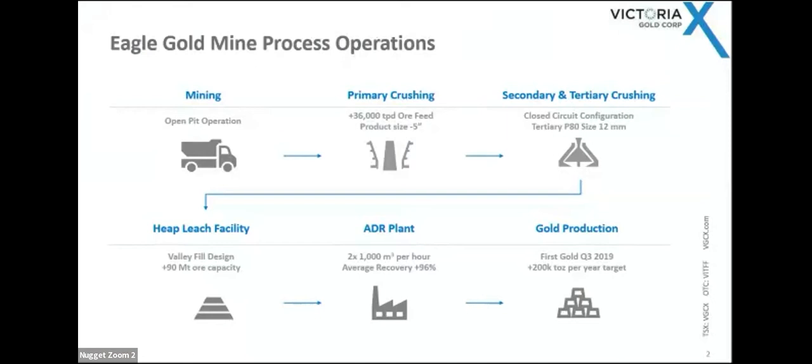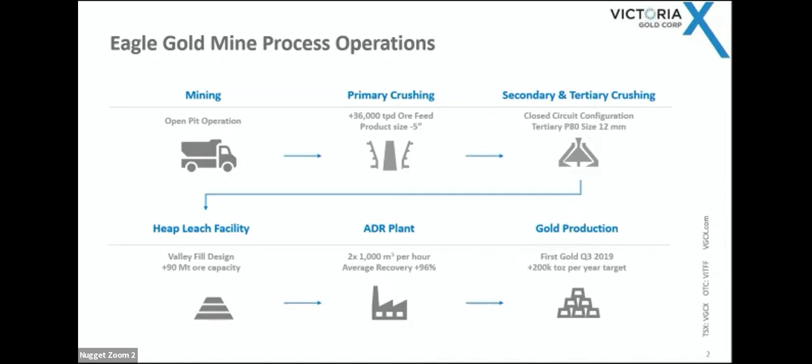So just to give a little bit of background, a little overview of the site. We just have a conventional open pit operation, ore hauled to the primary crusher, a Metso Mark II 6550, targeting about 36,000 tons a day through the primary crusher. The primary crusher then feeds a secondary and tertiary crushing operation. It's in closed circuit, targeting a P80 of about 12 millimeters right now. That material is conveyed across a valley over to the heap leach facility, and then we use conveyors to stack the material on a conventional valley fill type design.